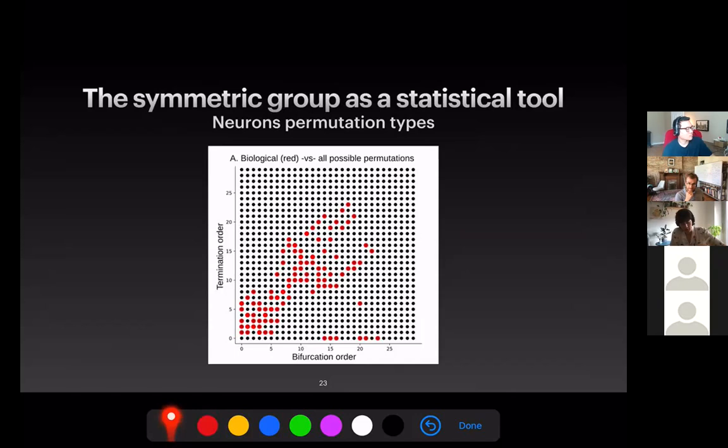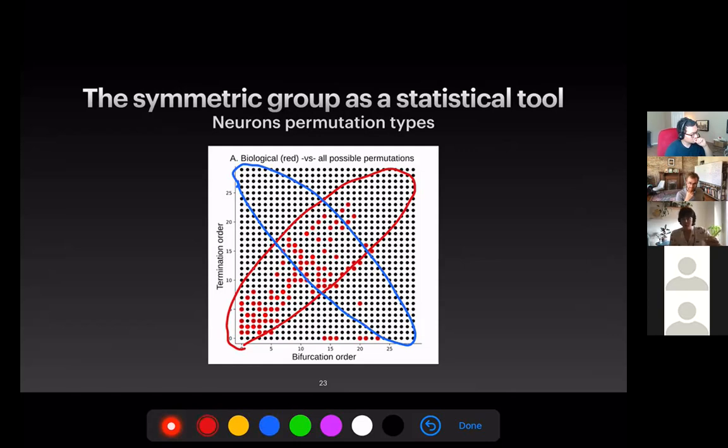Because here we can see biological barcodes, so again, coming from neurons. This is the bifurcation order. This is the termination order. And we can see that it's mostly located around the diagonal, meaning that barcodes coming from neurons are typically almost the identity barcode, 1 sent to 1, 2 sent to 2. Again, the opposite barcode would be the other diagonal here, which would correspond to 1 sent to n, 2 sent to n-1, and so on. So the Russian doll barcode.